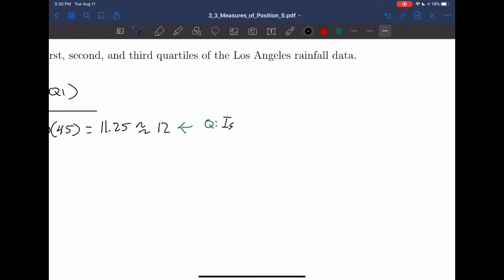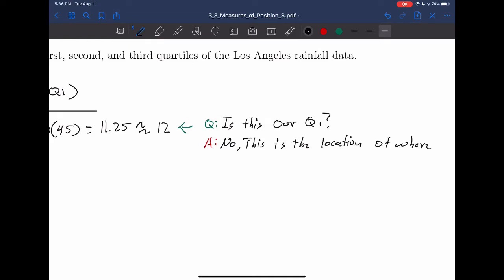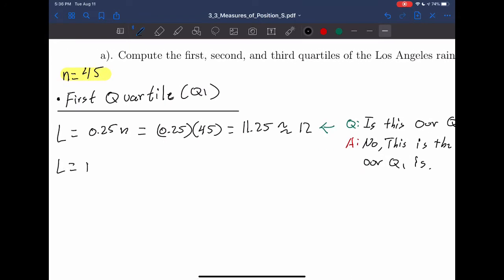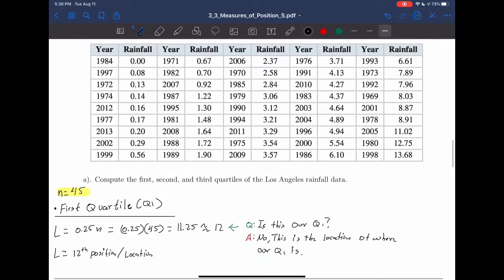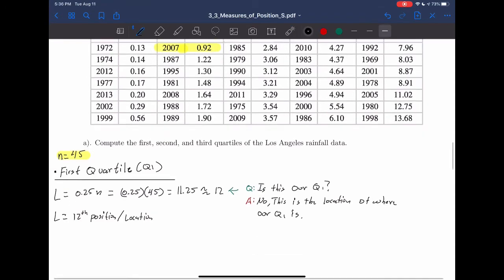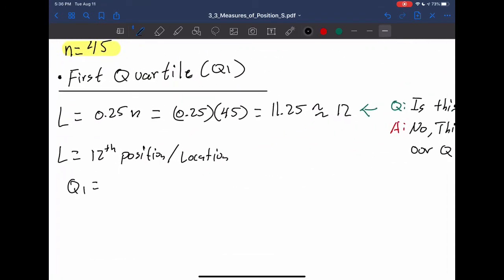So quick question here. Is this value our first quartile, or our Q1? And the answer is no. Remember, this is the location of where our first quartile is. It's a very common mistake that students think this value is our quartile, but it's not. It's the position of where it is. Think of it as L being the 12th position in our data set. So if you look at our data set and you look at the 12th number, which is 0.92, this is your first quartile. So Q1 is 0.92.